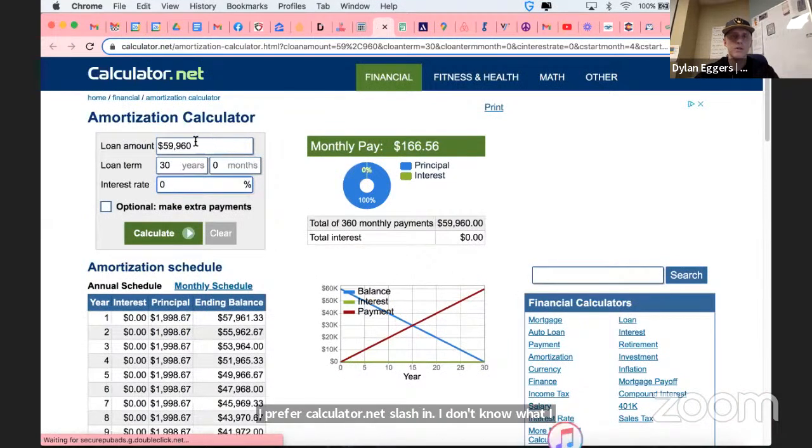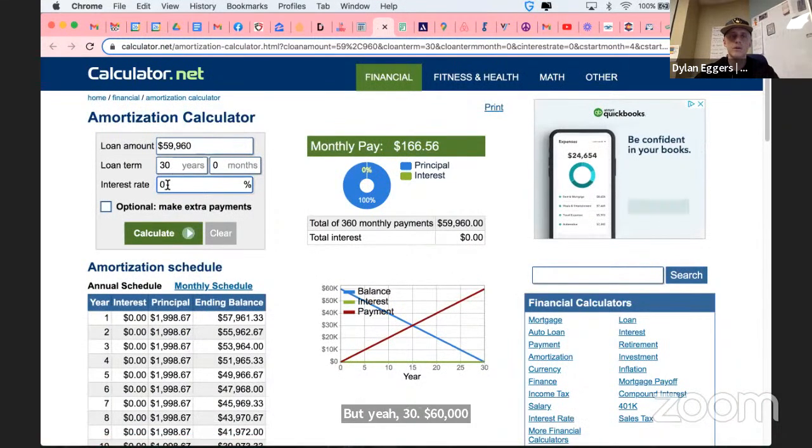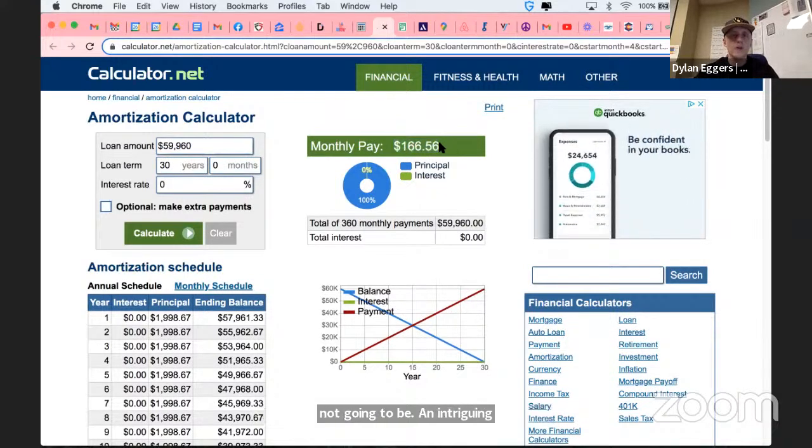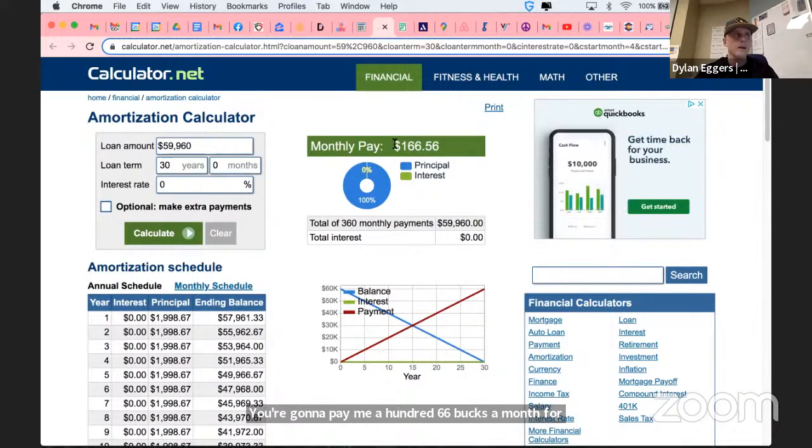But yeah, $60,000 over 30 years at 0% is $166. Now, again, for most sellers, right, that is not going to be an intriguing offer. You're going to pay me $166 a month for 360 months. It's just not super enticing. That being said, we have closed a deal here in Pueblo, Colorado, where the seller agreed to $70,000 or $80,000 at 30 years at 0% interest, and we only gave them 10 grand as a down payment, and they accepted that. We wrapped that property, and we're making a cool $700 a month on it. Super great deal.